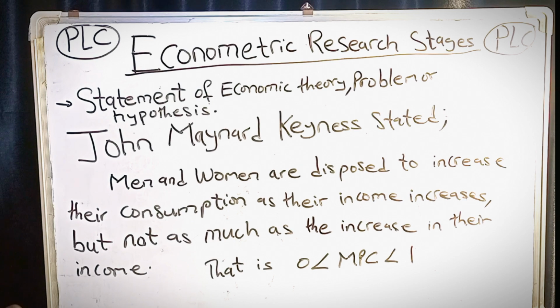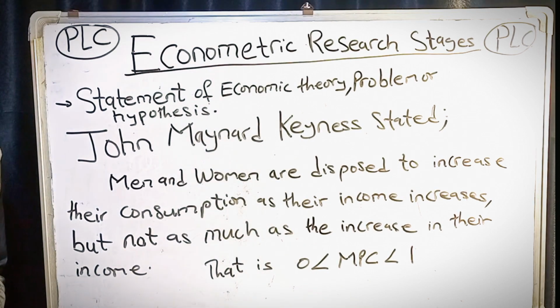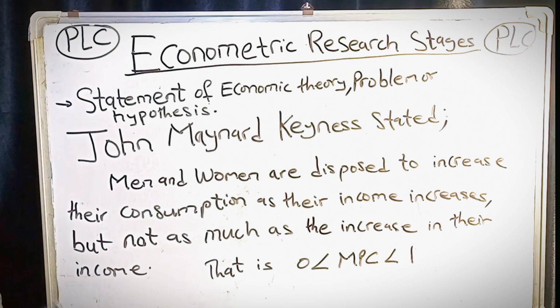By implication, the statement of this theory implies that when income increases by, let's say, 60%, the consumption of an individual also increases, but the increase in consumption is less than 60%. The consumption could have increased maybe 30 or 40%, but never 60%. This is what the absolute income hypothesis by Keynes states about the consumption and income relationship.